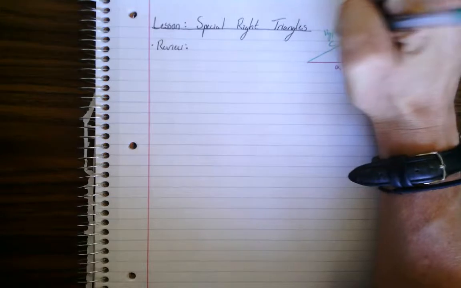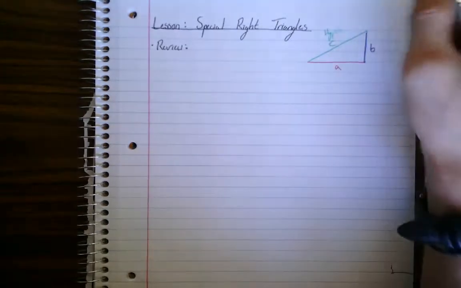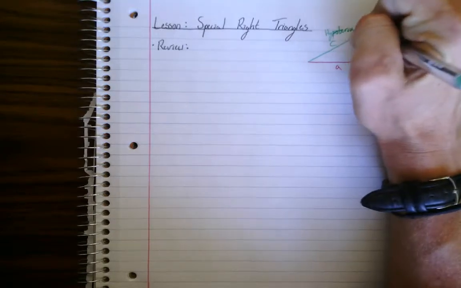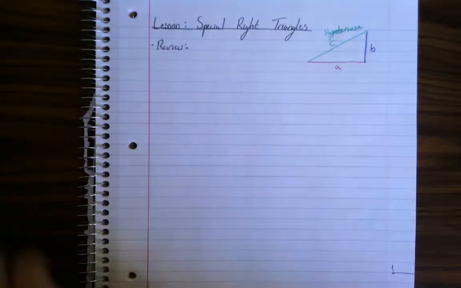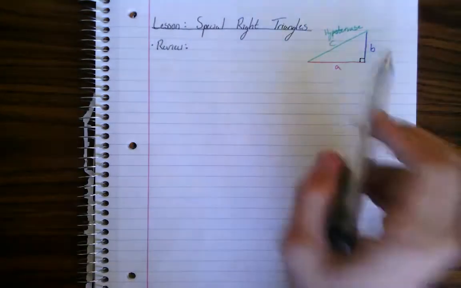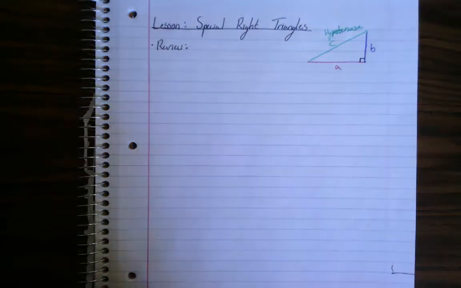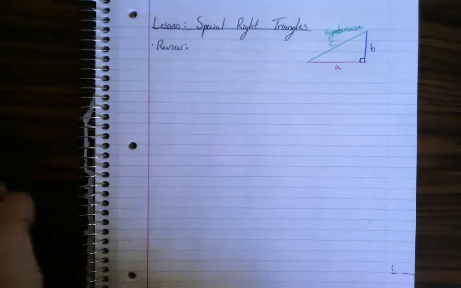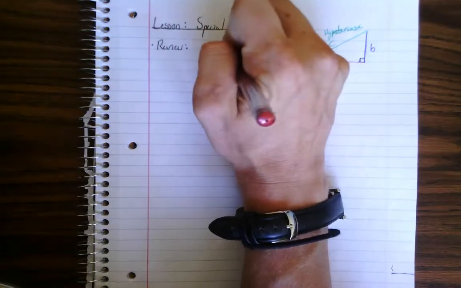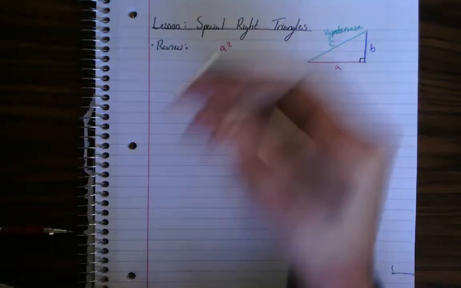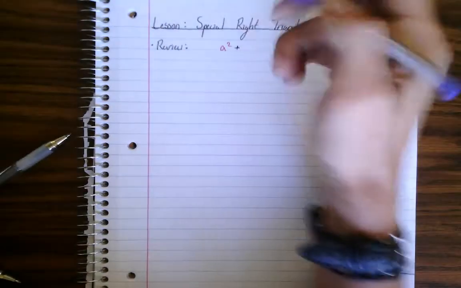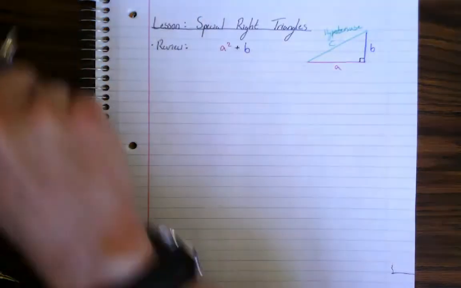So just to remind you, the hypotenuse is always going to be the side that is opposite of our right angle. So notice how C is opposite of that right angle. So the relationship we had for this is A squared plus B squared is equal to C squared. And so if we were given two of our sides, we could always find the third one through this formula.